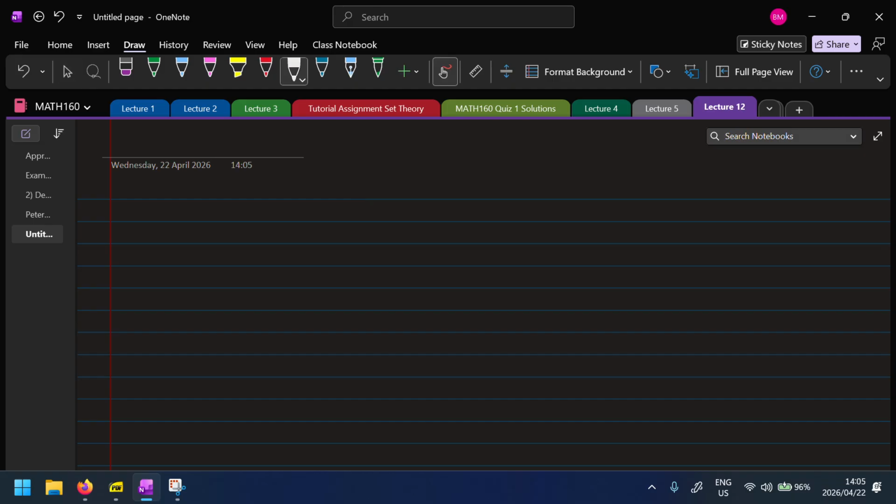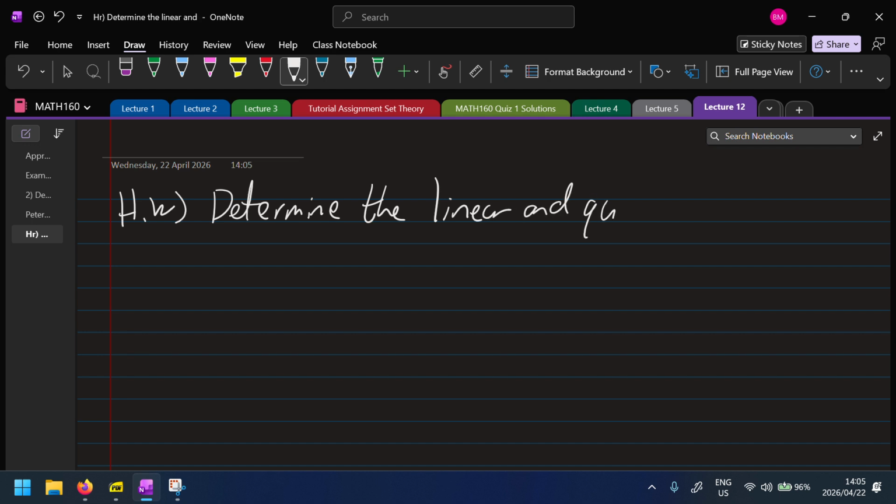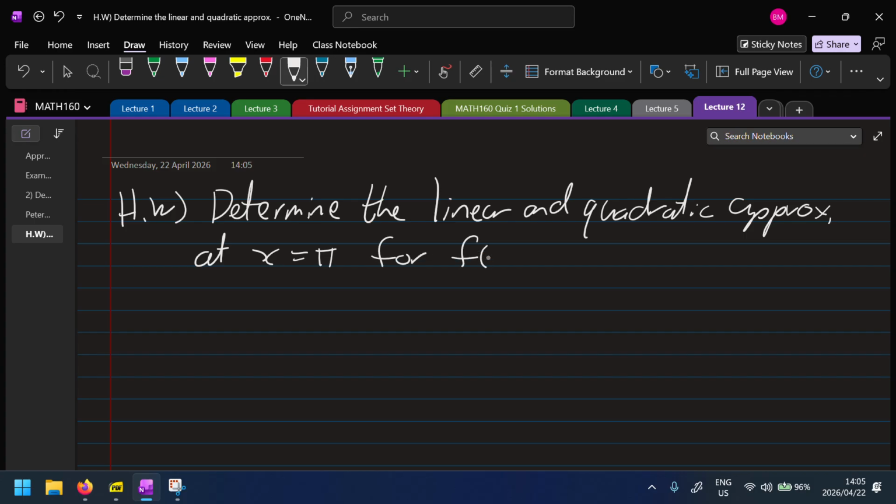Last thing for today, some homework. Determine the linear and quadratic approximations at x equals pi for f of x equals x sine x.